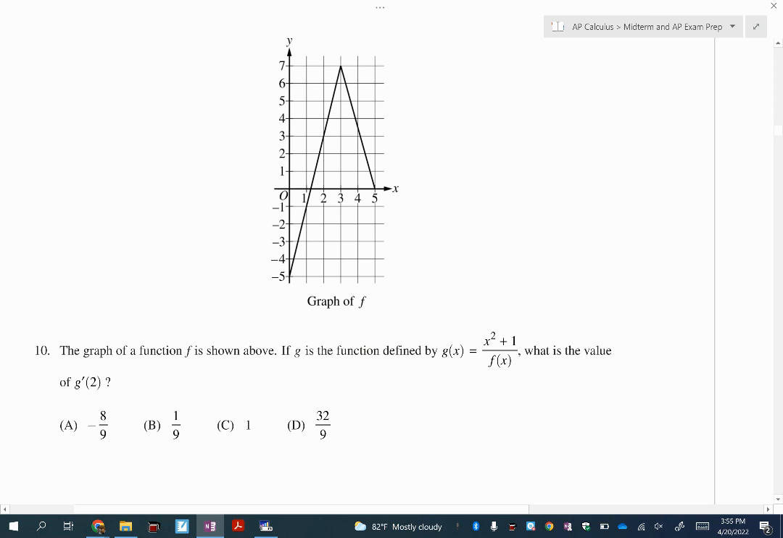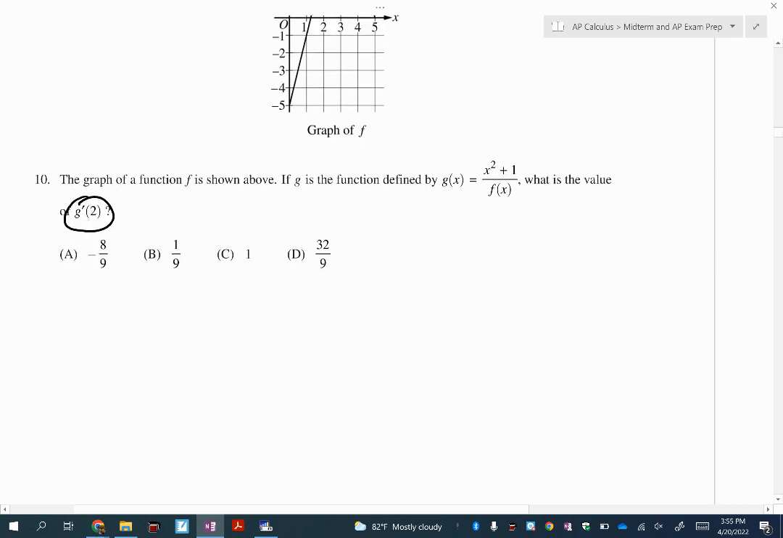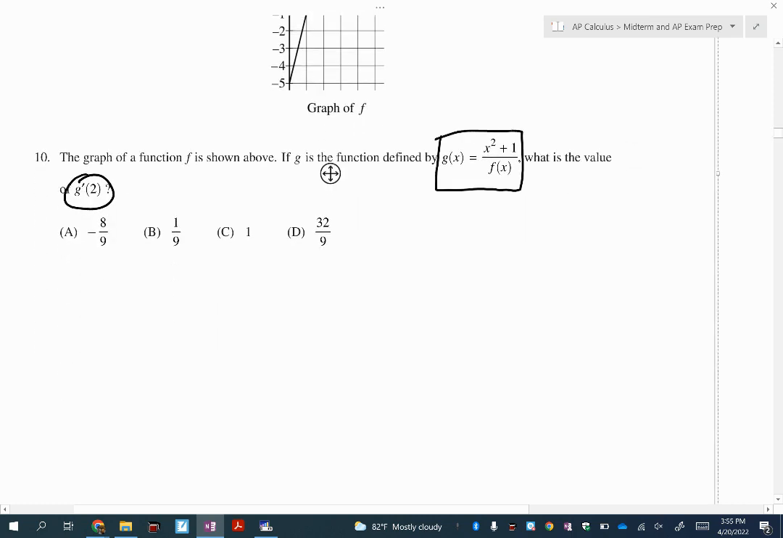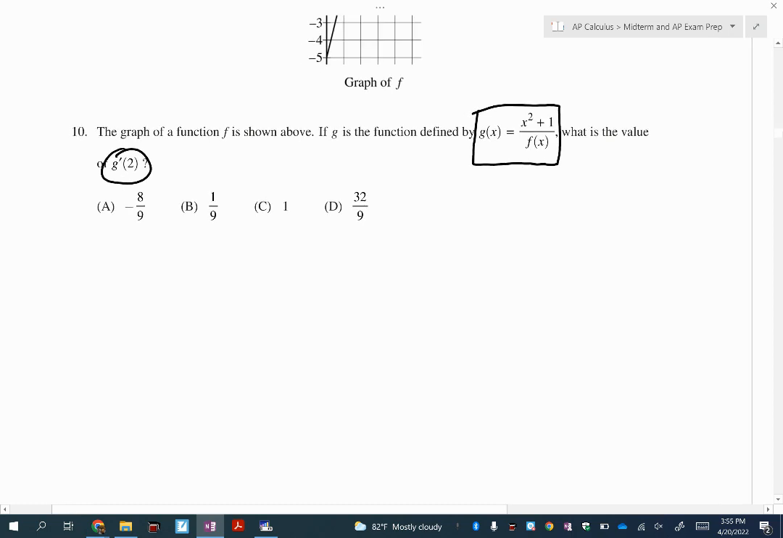All right. So in this one, they give you the graph of the function f, and they give you that g is defined by x squared plus 1 over that function f. What is the value of g prime of 2? So that's the derivative of g. When I look at g of x, we have a numerator and a denominator. So you know what rule I'm going to use? The quotient rule, right? Division. Do you remember it, Andrew?